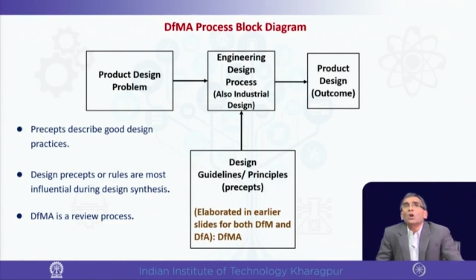This is a process block which gives us the idea from the product design problem to the engineering design process. Also, the industrial design process is included. I have mentioned that in particular, which considers the aesthetics and ergonomic part of it, and the environmental eco design part of it. Then the outcome is product design, which is fulfilled through design guidelines and principles which we have just now discussed, both for DFMA and DFA.